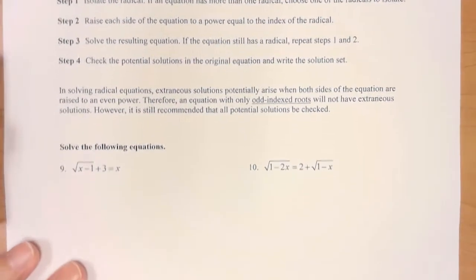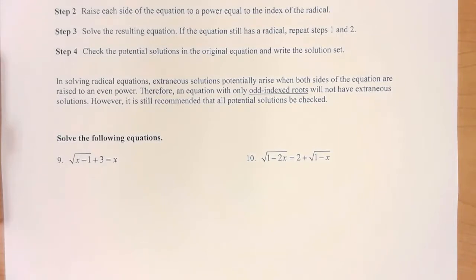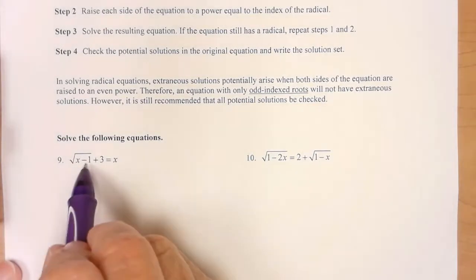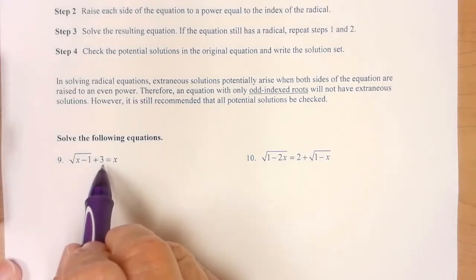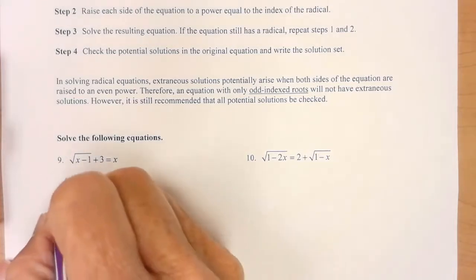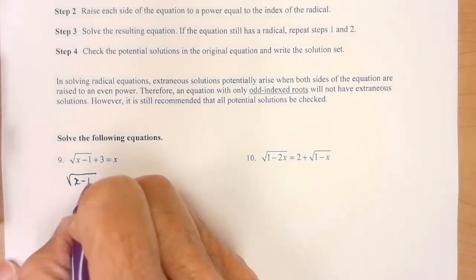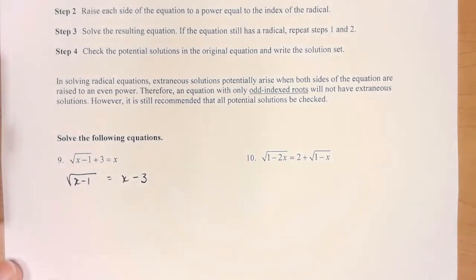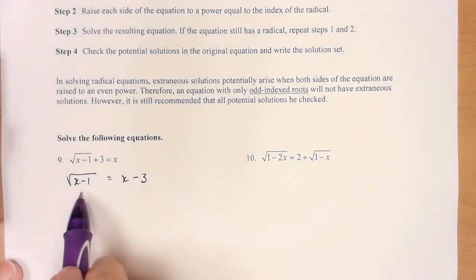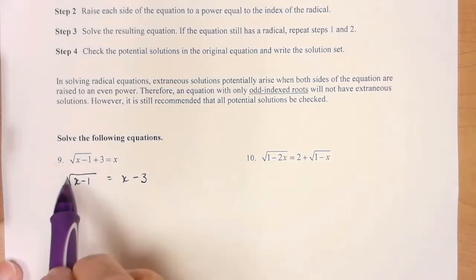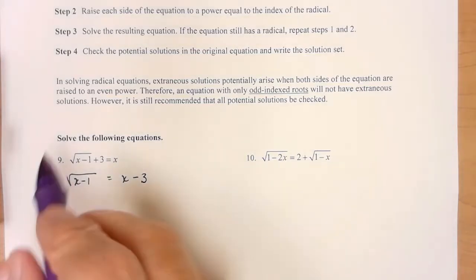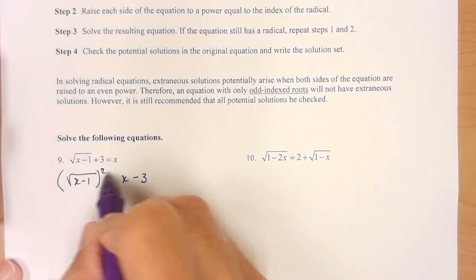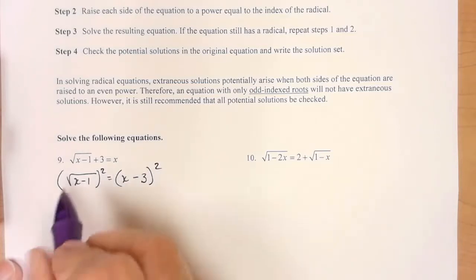So, number 9. We're going to solve this equation, and step 1 said I needed to isolate the radical. Here's my radical, but a 3 is being added. I need to subtract that. Next step, since my radical is isolated, I need to raise both sides up to whatever that index is. And since this is a square root, I'm going to square both sides.